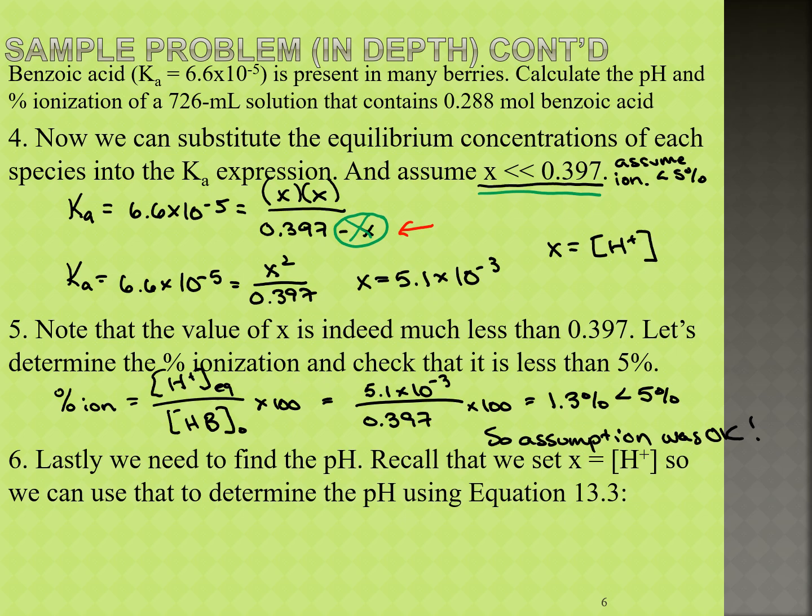So now we can say the H+ was right, and we can find the pH by doing the negative log of our 5.1 times 10 to the minus 3, which is going to be 2.29 as our answer. So that is doing percent ionization to make sure that we can make these assumptions so that we don't have to do quadratic problems.